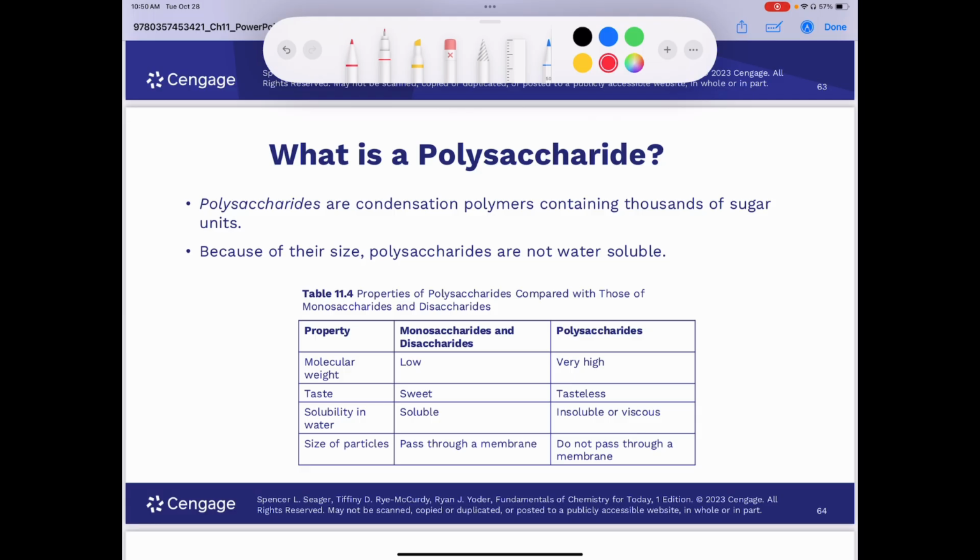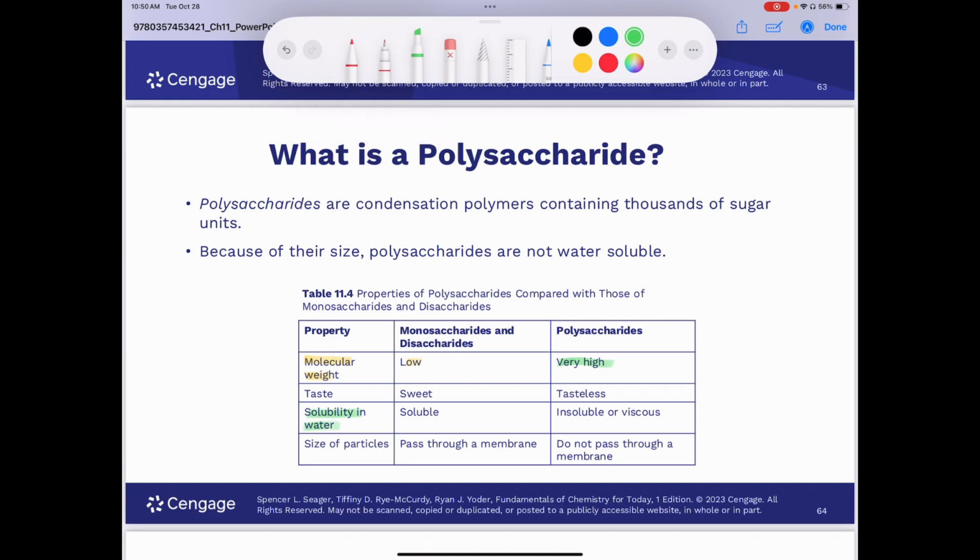and disaccharides. So we see here that the molar mass or molecular weight of monosaccharides and disaccharides is relatively low, whereas polysaccharides can be huge, thousands of grams per mole or atomic mass units. The taste of monosaccharides and disaccharides like glucose and fructose and sucrose is sweet, whereas polysaccharides like starch, if you've ever tasted raw starch, I don't know why you want to do that, but anyhow, it's tasteless.